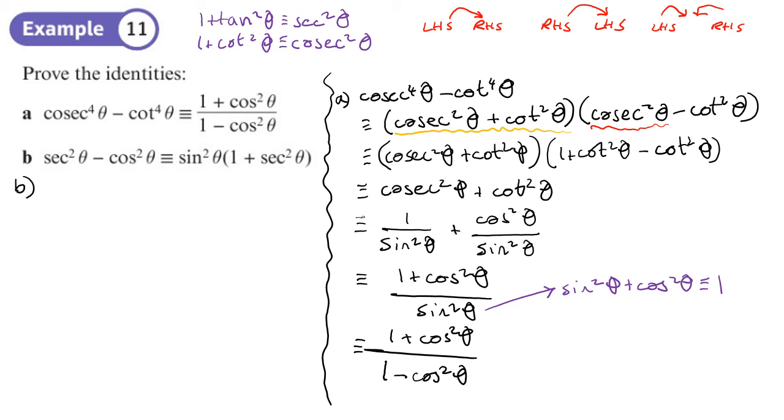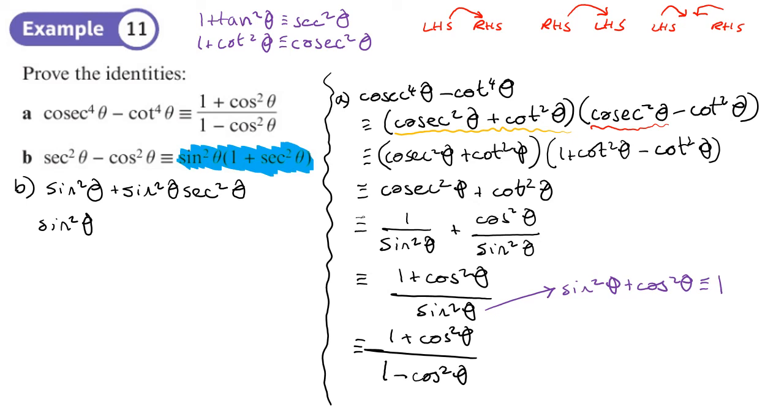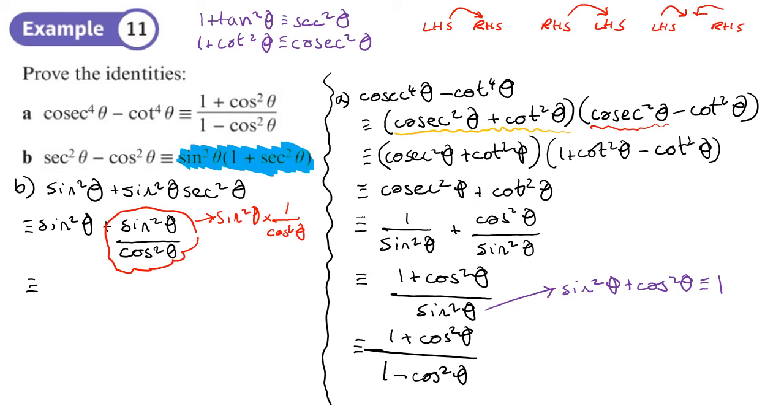Okay, right, let's have a look at B over here. I always tend to like to start with the more complicated looking side and make it look easier. And I think on this one, the more complicated looking side is this bit over here, because we can start by expanding brackets. So if I expand brackets, I get sine squared plus sine squared sec squared. Now sec squared is the same as 1 over cos squared, so I could write it down here. That's basically sine squared times 1 over cos squared, which is basically tan squared.